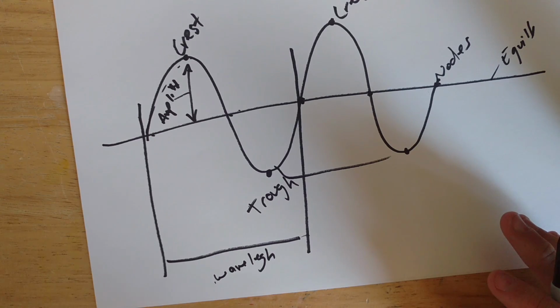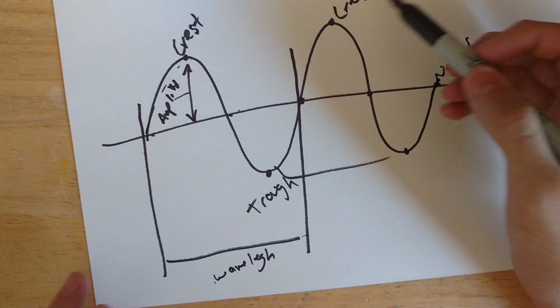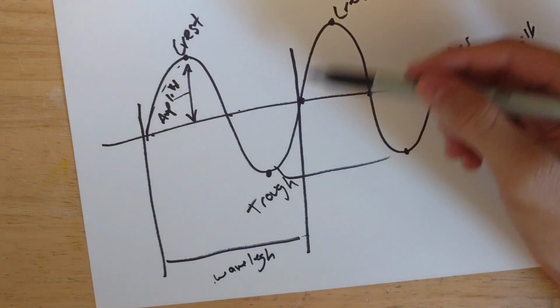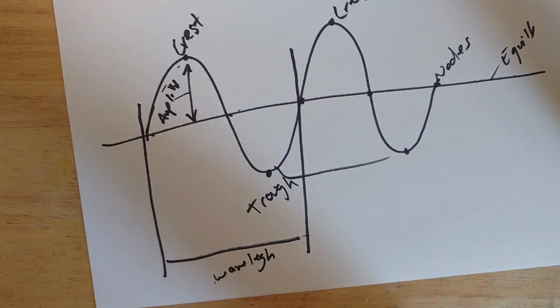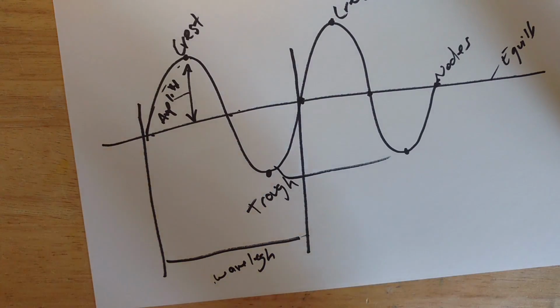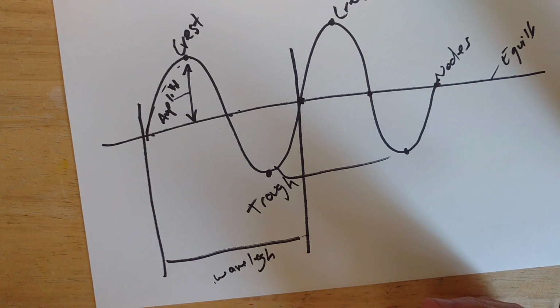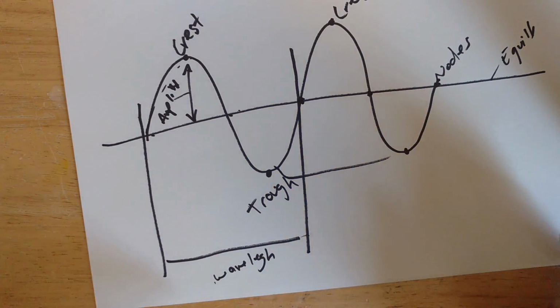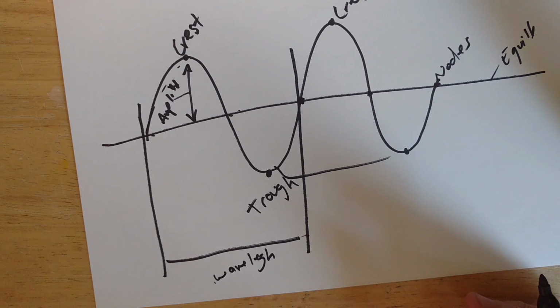So as you can see, this thing oscillates. It's called oscillation when something's turning on and off, on and off, or going up and down, up and down. That's oscillation. So what a wave is, it's an oscillation accompanied by a transfer of energy. So it's an oscillation of energy, pretty much.